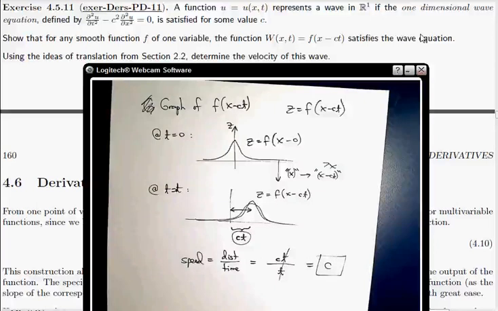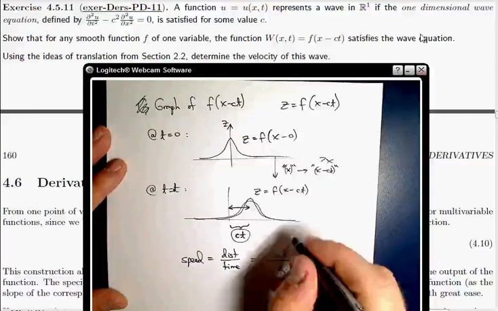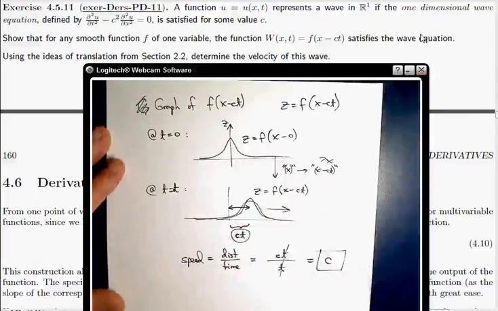Does that make sense to everybody? Everybody see the speed is c? In particular, it's a speed c moving to the right. It's moving that way.